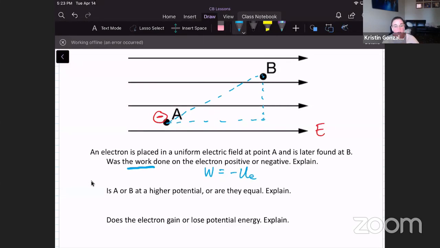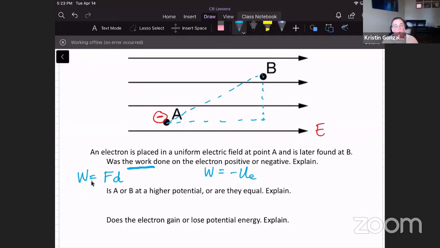So if we think about gravity, when you are losing potential energy, gravity is doing positive work. And when you are gaining potential energy, then it's doing negative work. So if we look here at our charge, if this is a negative charge, we can also think of work being equal to the force times the displacement of our object.